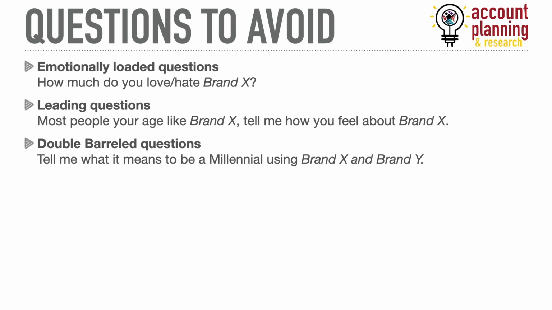Double-barreled questions are questions that ask about two different things at the same time. And the danger here is that participants might answer, but you won't know which particular aspect of the question their answer was related to. An example here would be, tell me what it means to be a millennial using brand X and brand Y. Right? You can see there that you're really asking about 2 or 3 distinct concepts.